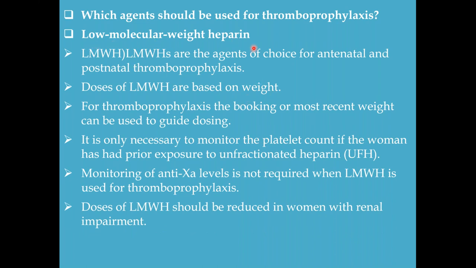Low molecular weight heparins are the agents of choice for antenatal and postnatal thromboprophylaxis. The best one. Doses of low molecular weight heparin are based on weight, which we will discuss later. The booking or most recent weight can be used to guide dosing. It is only necessary to monitor the platelet count if the woman had prior exposure to unfractionated heparin. Monitoring of anti-Xa level is not required when low molecular weight heparin is used for thromboprophylaxis, as it is a prophylactic dose. The dose of low molecular weight heparin should be reduced in women with renal impairment. And it is safe in breastfeeding.